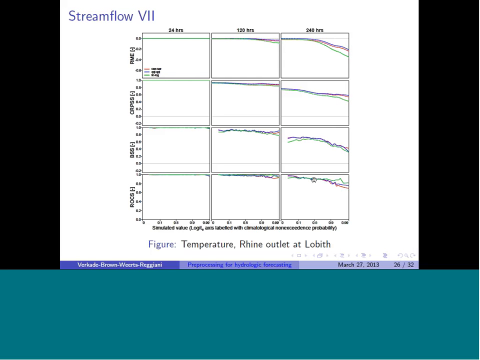So I suppose the message is it really depends on what metric you're interested in, what's important for the decision that's made based on a forecast. That should be taken into account when you decide to use these post-processing methods.